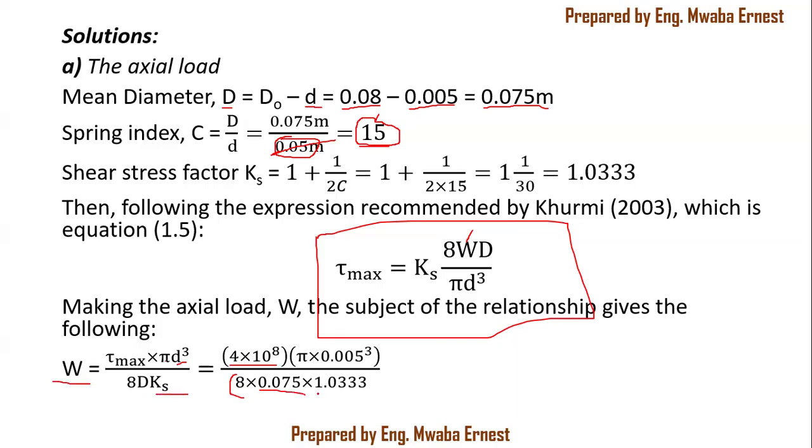Then KS, this is 1.0333. This is our shear correction factor. So from all that, the force on the spring is this, 253.362 newtons. That's the force you get from there.